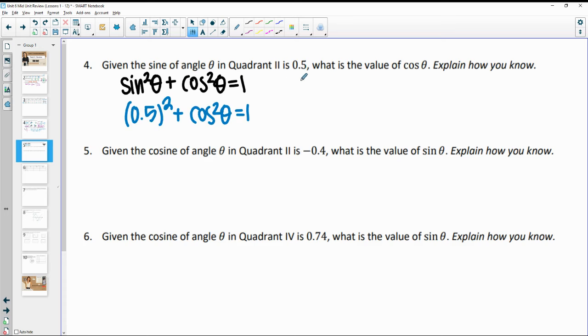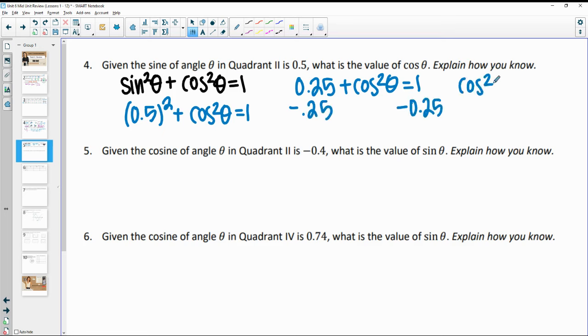So 0.5 squared is 0.25 plus cosine squared is equal to 1. So then we'll subtract 0.25 from both sides. And we'll get cosine squared of theta equals 0.75. So then you would square root this. So the square root of 0.75 is equal to plus or minus 0.866. So now I need to figure out which one it is.